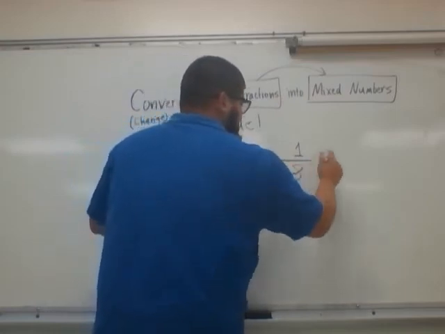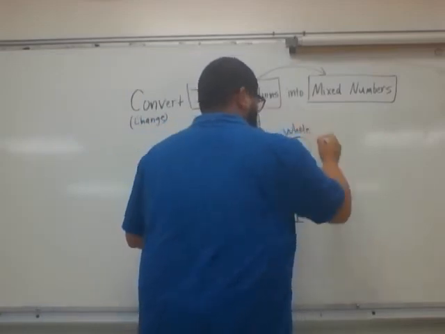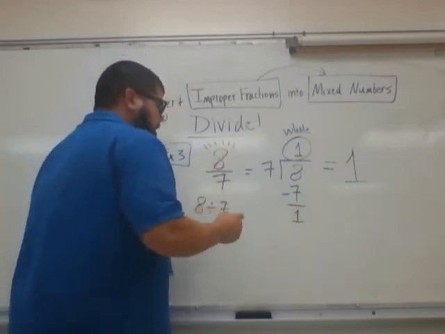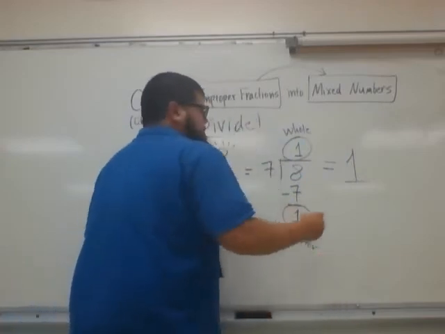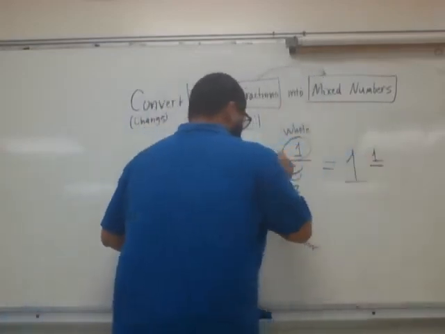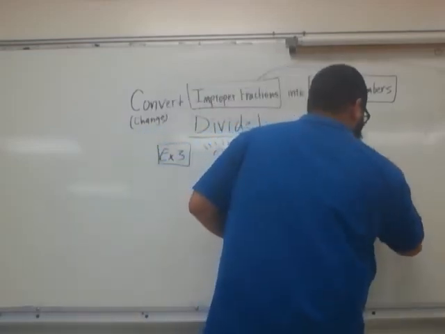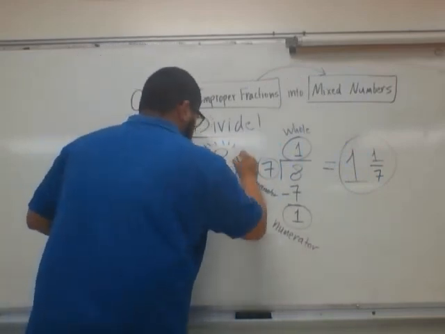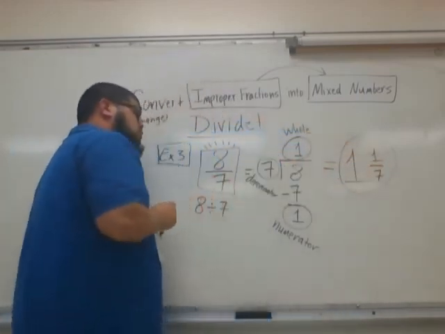Actually, let me erase some of this. So we end up getting, remember, this is our whole number, capital 1, right? Not like the credit card or nothing, but capital 1. And so this 1 is our numerator, right? And this 7 is our denominator. So we end up with the improper fraction changing into 1 and 1/7, the mixed number 1 and 1/7.